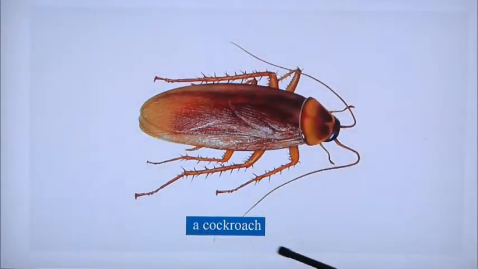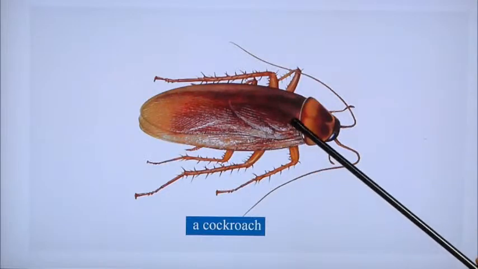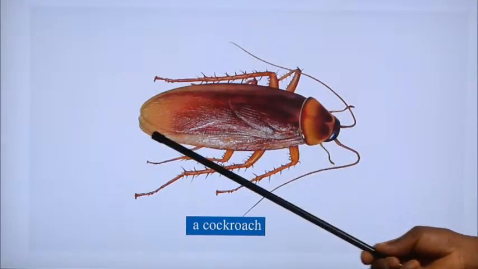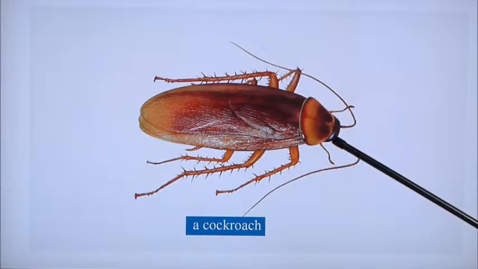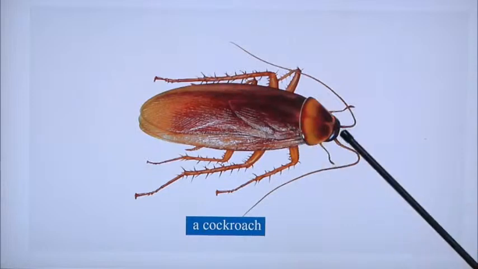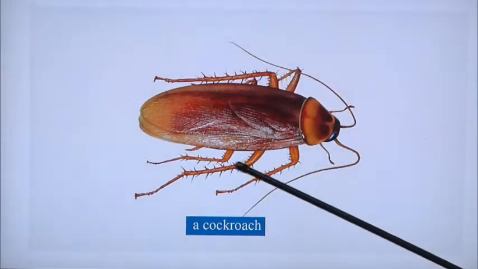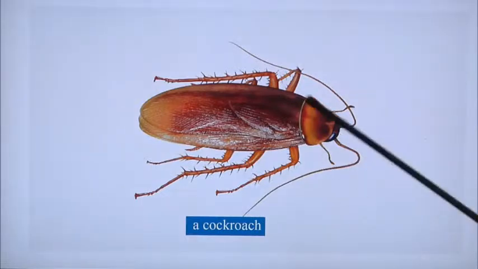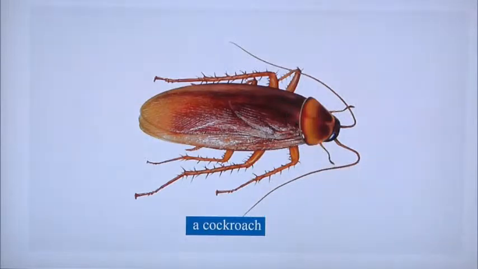We have a cockroach. Now this animal, we can find it in our various homes. Let's look at the parts. It has 1 pair of eyes. An antennae. 1 pair of antennae. It has wings to fly. And 3 pairs of legs. Now the legs help the animal to stand.